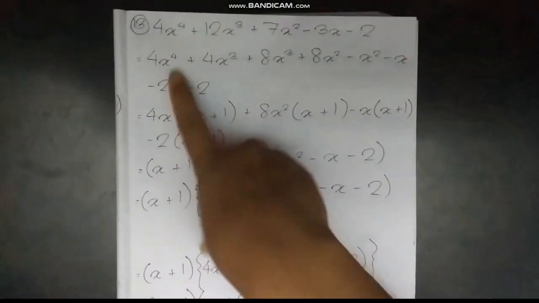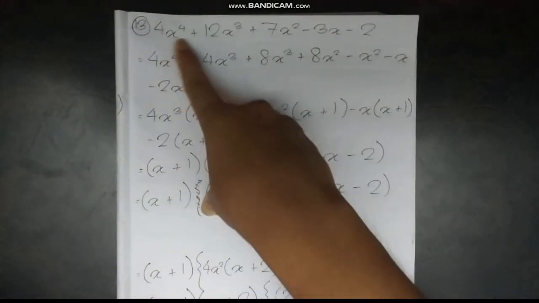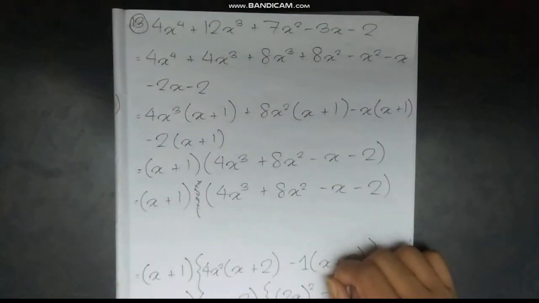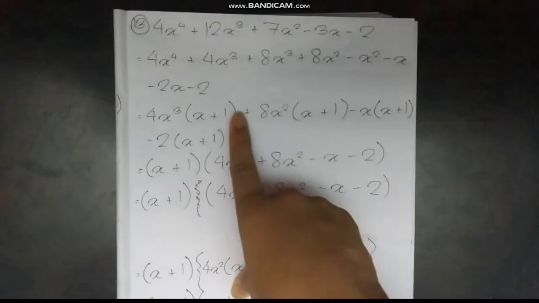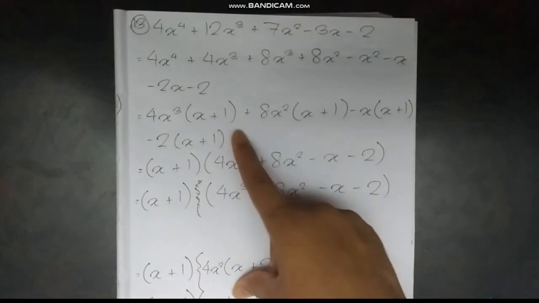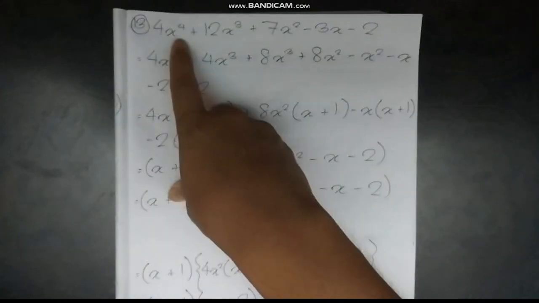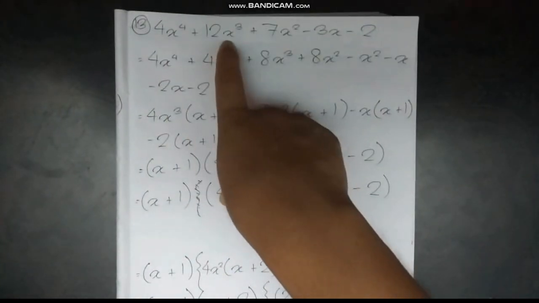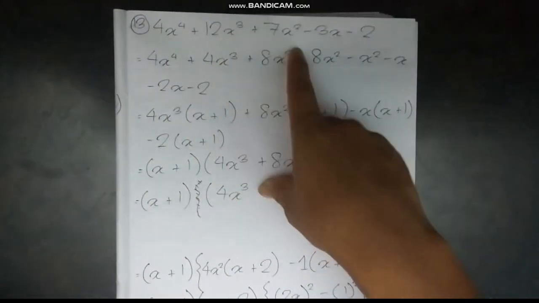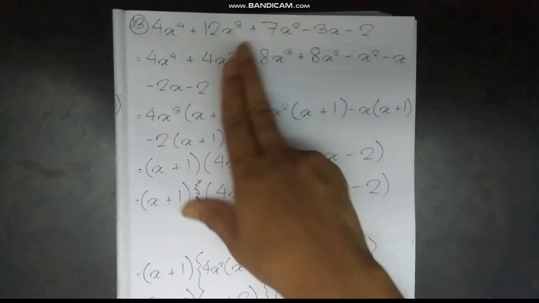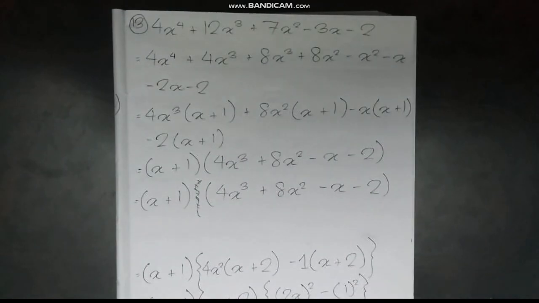Let's try it with +1. 4 plus 12 plus 7. Oh my god, it's obviously above 0. Now x plus 1, that is, x is equal to -1. So x is equal to -1, -4. Okay, no, sorry, +4 minus 12 equals -8, and so on, and it equals 0. So if x is equal to -1, it is equal to 0.